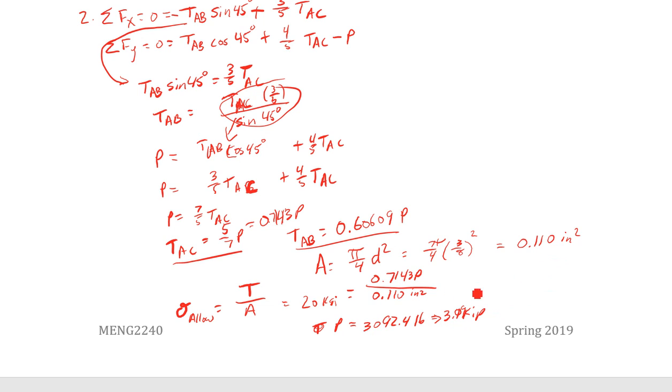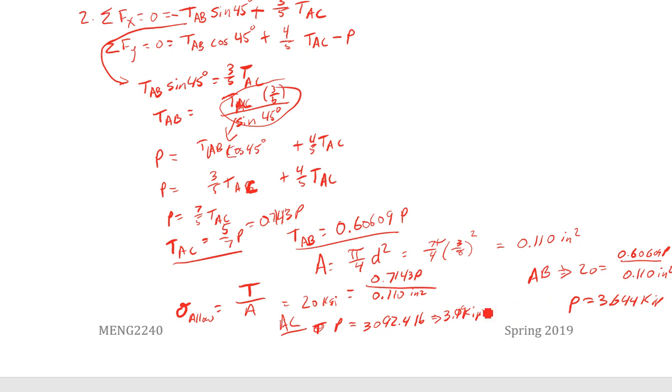For the other case, this is for AC driving. For AB driving, it's the same setup. I'm going to have 20 equals 0.60609 P over 0.110 inches squared. Multiplying that across, P equals 3.644 kip. Which one do we select?